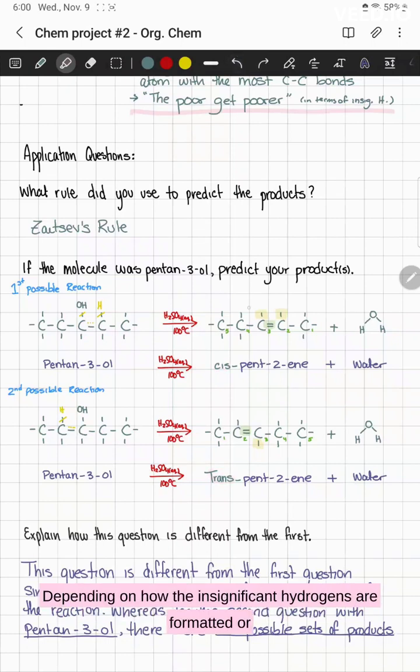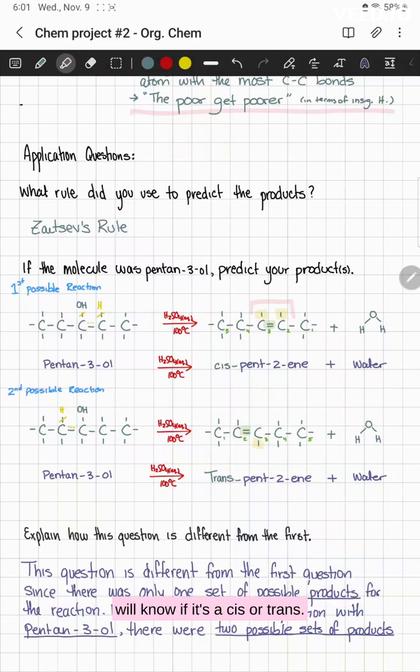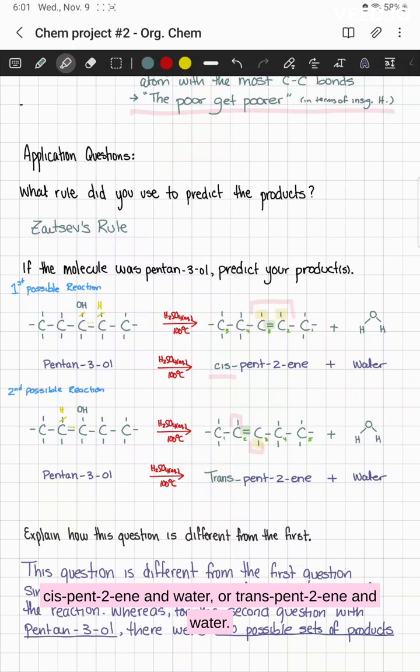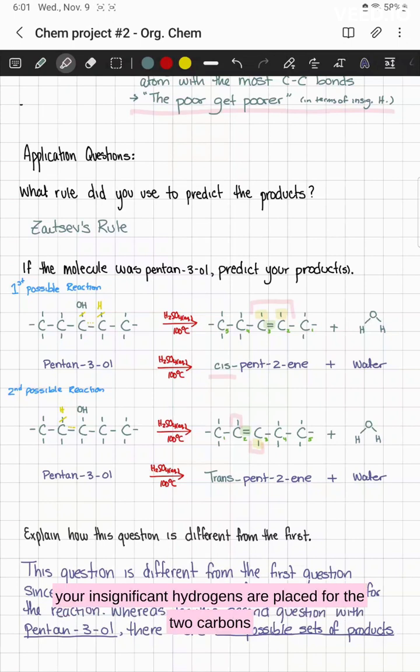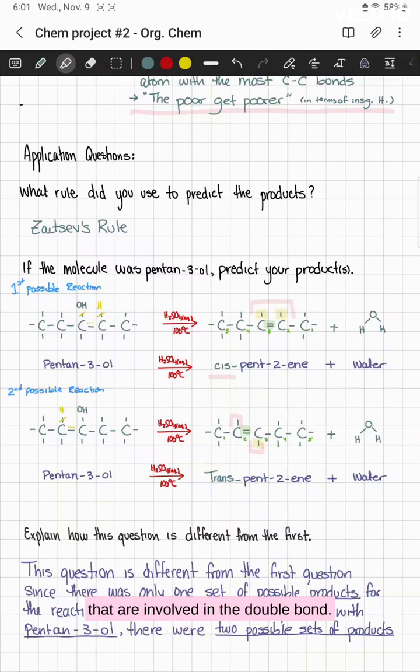When we have an alkene, depending on how the insignificant hydrogens are formatted or placed on the carbons between the double bond, you will know if it's a cis or trans. So for this one, they're both in the same direction, so then we have a cis. If they're in opposite directions, like over here, you end up with a trans formation. So if the molecule was Pentan-3-ol, the products that would be produced are cis-Pent-2-ene and water, or trans-Pent-2-ene and water. It could be either or, and again, it depends on the format of where your insignificant hydrogens are placed for the 2 carbons that are involved in the double bond.